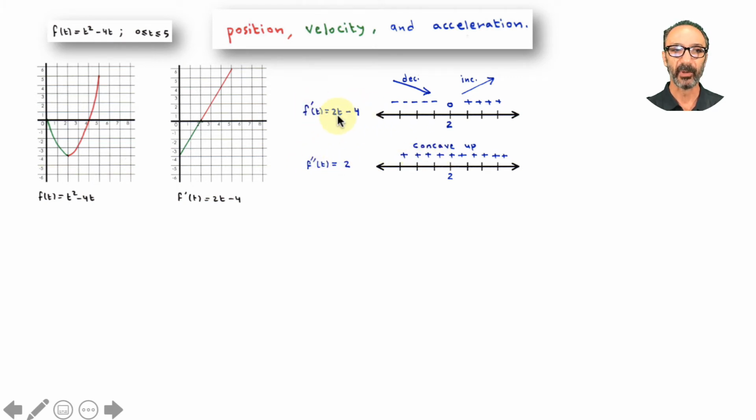If you take f prime, 2t minus 4, and make it equal to 0, you add 4 to both sides, then you divide by 2, you get 2. So these refer to f prime. F prime at 2 is 0. To the left of it, it's negative. The graph supports it. To the right, it's positive, and the graph supports it. But if you don't have the graph, you could just do it yourself.